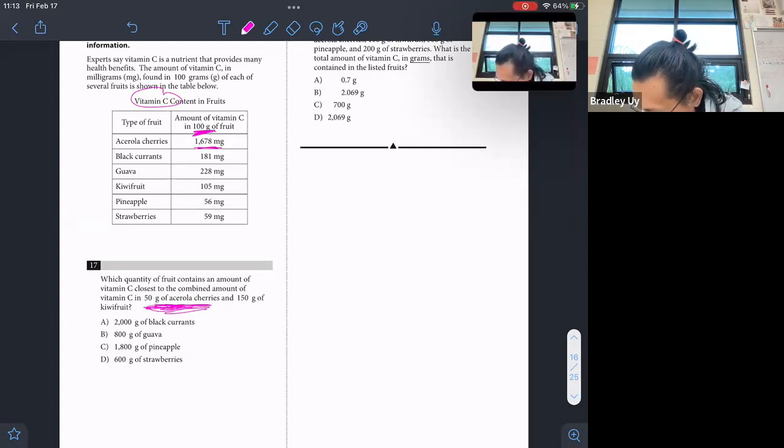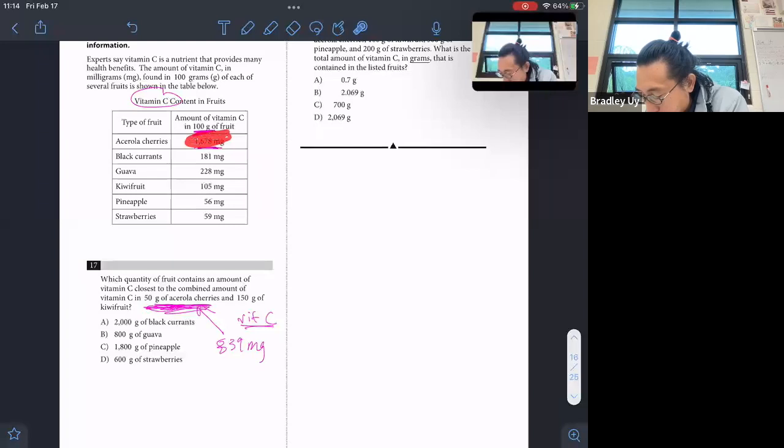So how much vitamin C is in there? That would be 839 milligrams. I just took 1,678 divided by 2, and I could be more careful with that on a calculator, but I'm pretty sure that's good. Now we also have 150 grams of kiwi. 100 grams of kiwi fruit contains that, so I need to do 50% more than that.